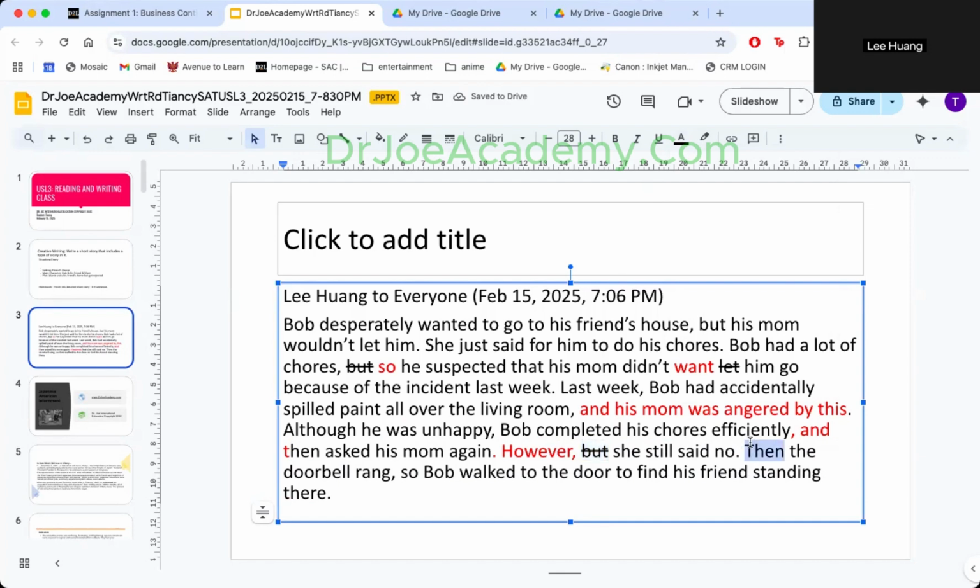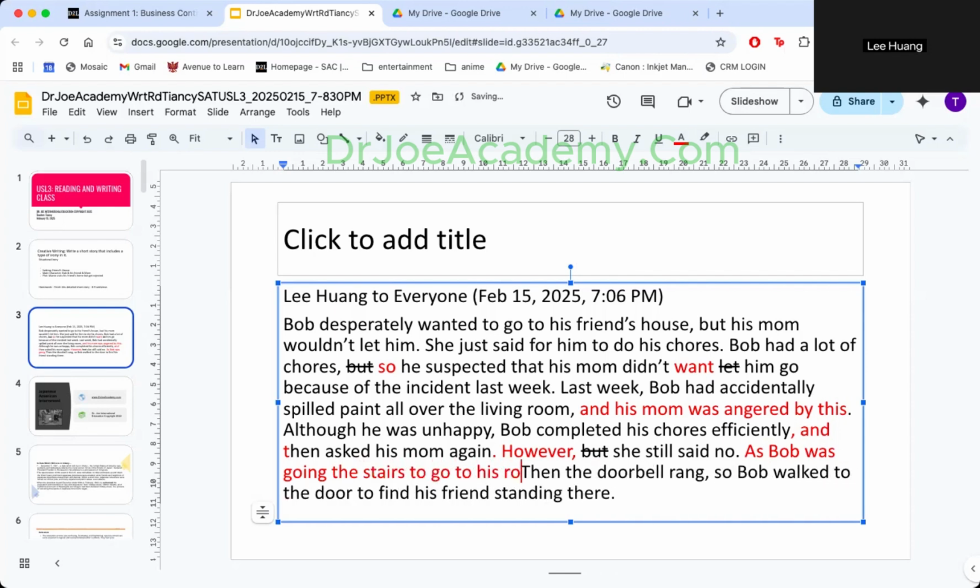Just then, or you can say, as Bob was going up the stairs to his room, the doorbell rang. Bob walked to the door to find his friend standing on his porch. Not there, on his porch.